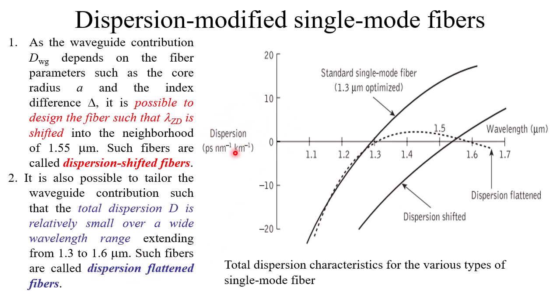So if we consider the dispersion characteristics for a standard single mode fiber, we can see that the zero dispersion wavelength is near about 1.3 micrometer range, and this dotted characteristic is showing the dispersion flattened fiber, where from 1.3 to 1.6 micrometer the dispersion characteristics is almost flat. At the same time, dispersion is very small and flat, and this is the characteristics of dispersion shifted fiber, where the zero dispersion wavelength is shifted to 1.55 micrometer, where the long haul communication takes place.